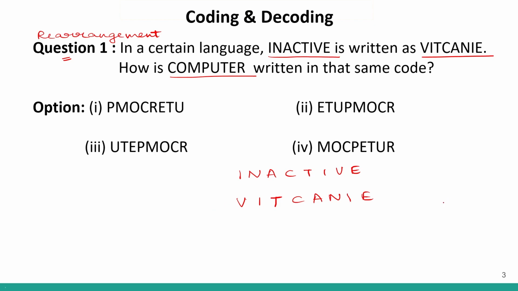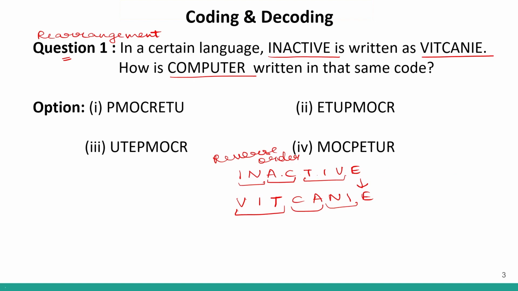Okay, this is how it is written. Now I can see TIV, VIT, similarly AC, and then I can see NI, and E is remaining at the same place. So now I can see these three positions have been changed. They are written in reverse order, correct? In reverse order except for E. Except for the last letter, they are written in reverse order.